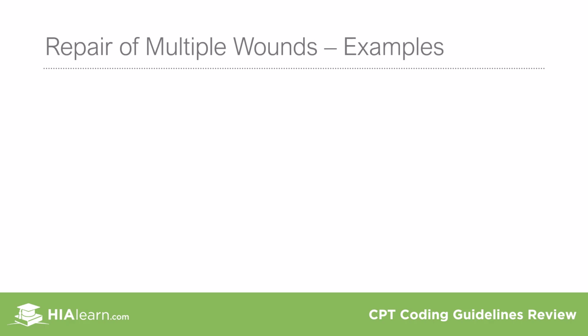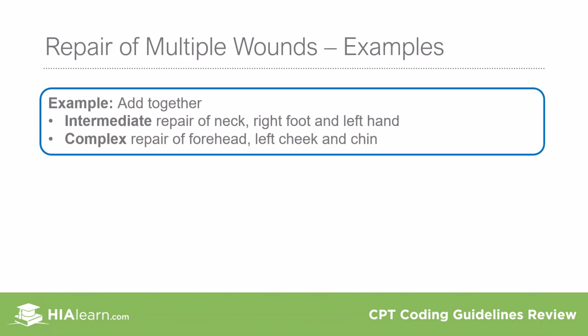Examples of repair of multiple wounds where the length of repairs are added together include intermediate repair of the neck, right foot, and left hand, or complex repair of the forehead, left cheek, and chin.